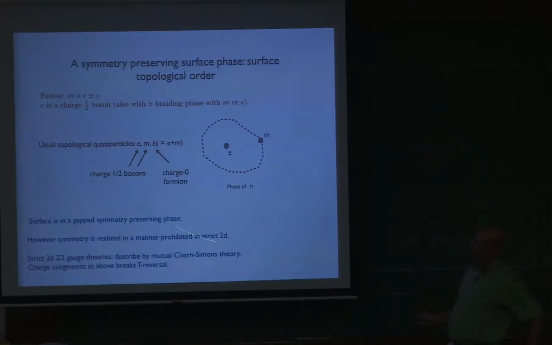If you want to write a Lagrangian for this TQFT, I just indicated that, but let me write it here. There's a standard Lagrangian for a Z2 gauge theory, as a mutual Chern-Simons theory, a two-component Chern-Simons theory. So A1 dA2 over pi. Okay? So this is the Lagrangian for a Z2 gauge theory.